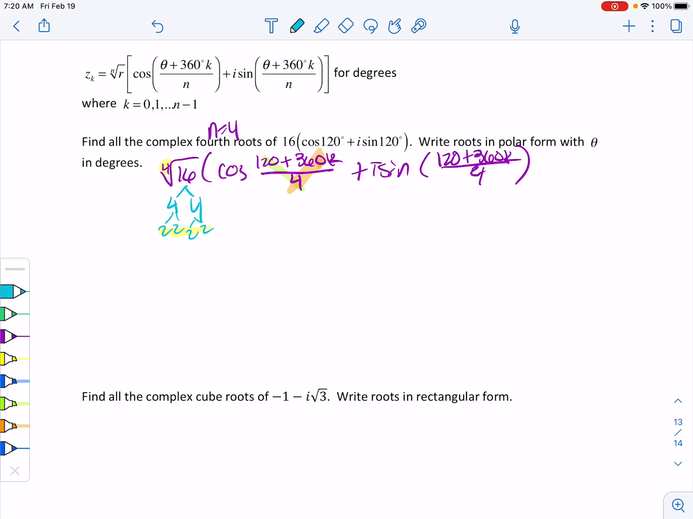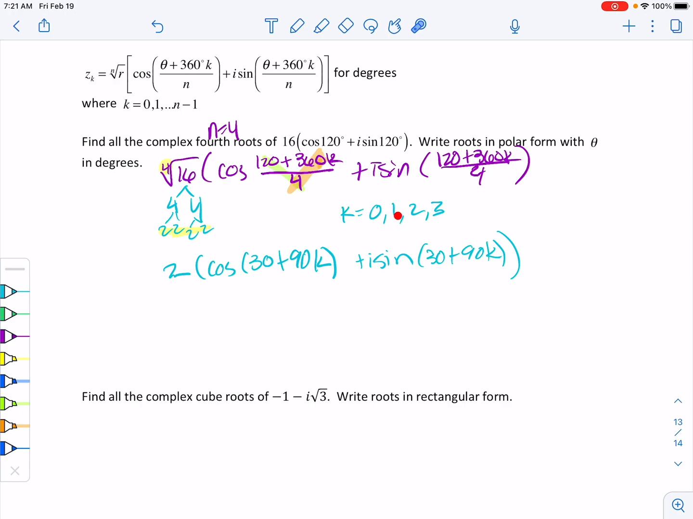If we take 120 divided by 4, that gives us 30 degrees. So we now have 2 times cosine of 30 plus, and then if we take 360 divided by 4, that gives us plus 90k. And then plus i sine of the same thing, so 30 plus 90k. Now our k value is from 0 all the way up to 1 before the n value. Since n is 4, our k is 0, 1, 2, and 3. So I need to plug in 0, then 1, then 2, then 3.